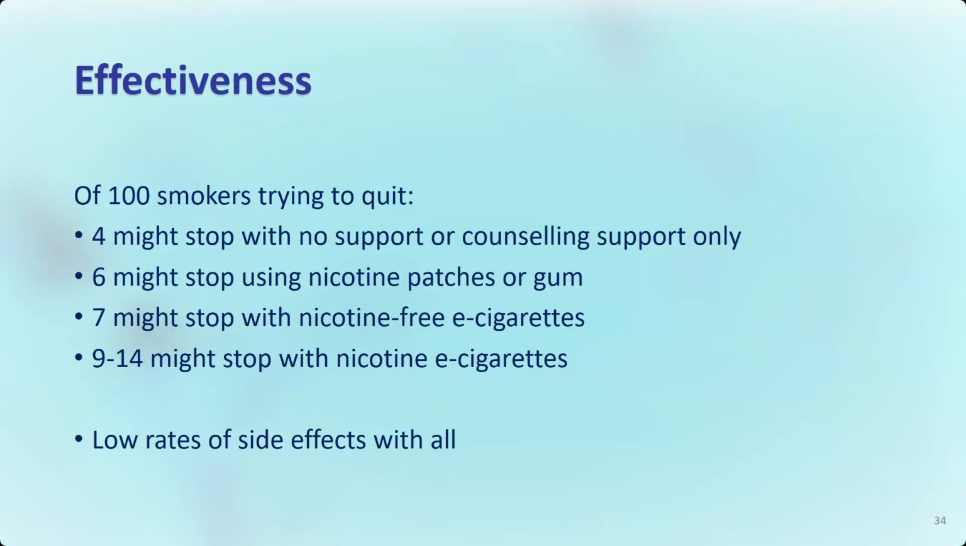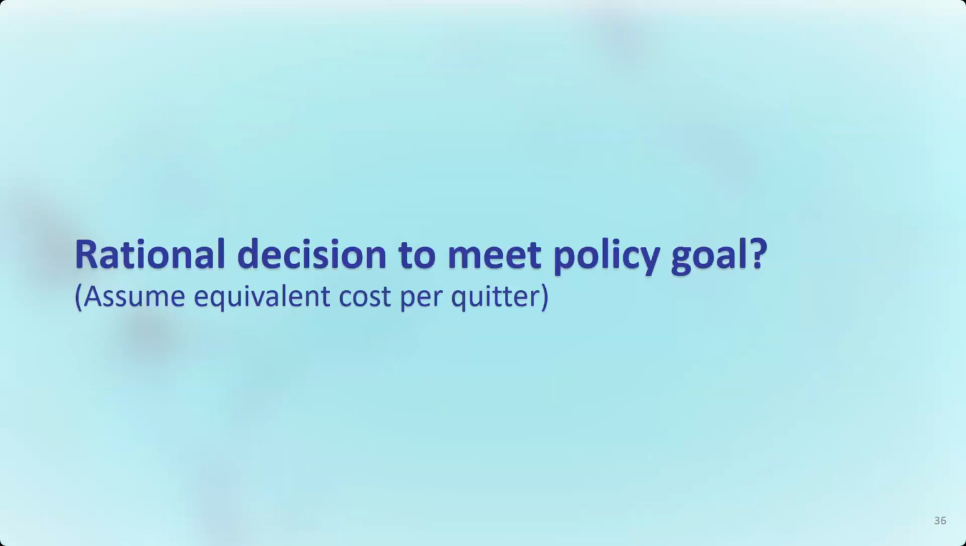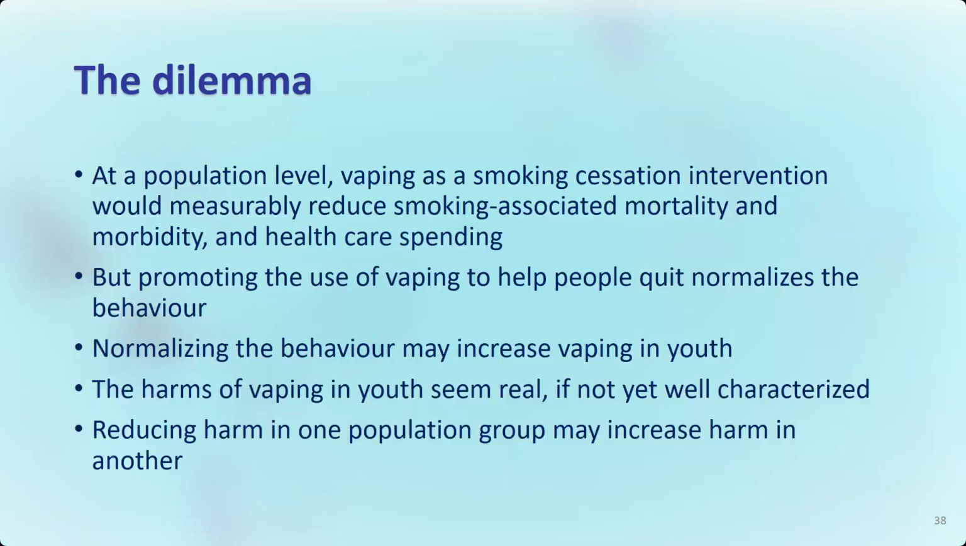So all other things being equal, what would you do? What's the rational decision? This is just the evidence base behind it. The rational decision is to go for the e-cigarettes. But what about this? What about vaping in teenagers and kids? It doesn't look very good, and we're not doing very well here in Canada. Yeah, but that's a different group. We're talking about smokers, cigarette smokers, and we're trying to get them to stop. So there's the dilemma for the policymaker.